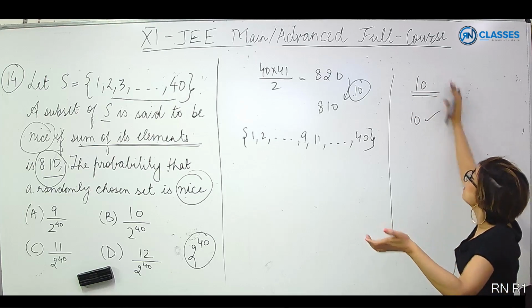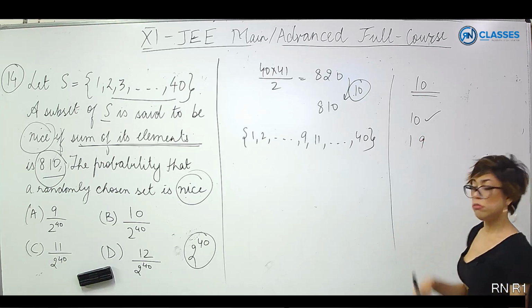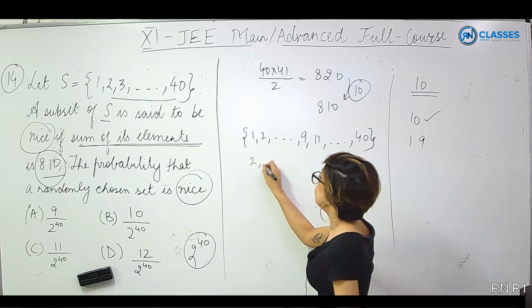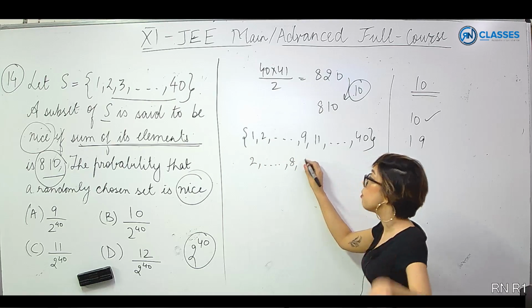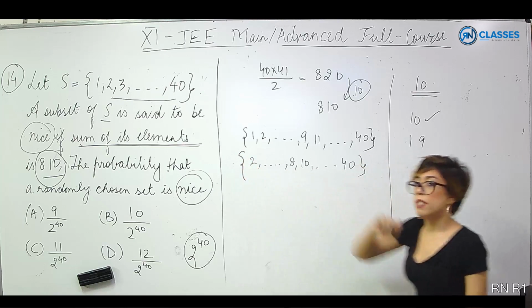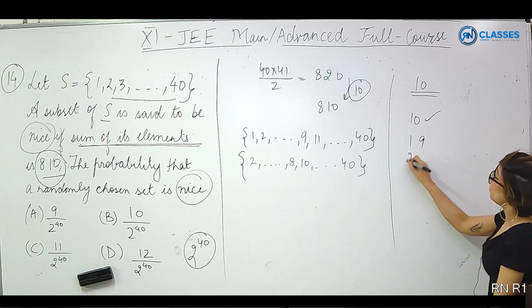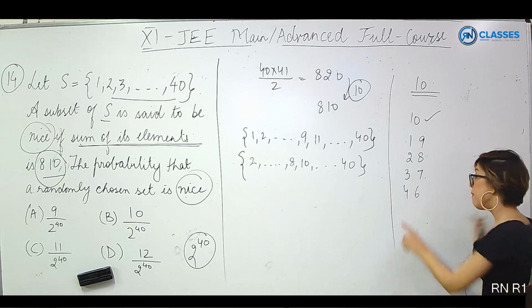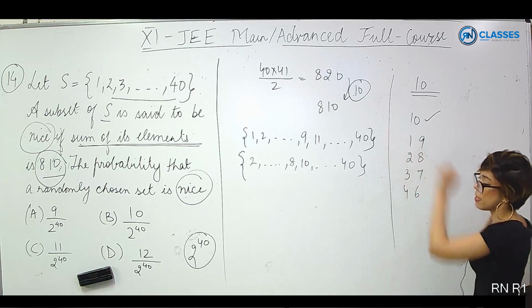Now, 10 I have written as a sum of just one number. I can have 10 as the sum of two numbers, so 1, 9. That is the least one. So I will remove 1 and 9 itself. So I will have 2, so on till 8, then 9 I am removing, 10 and so on till 40. Second nice subset. Right? Then I can do 2, 8, then 3, 7, then 4, 6. Mind it, 5, 5 cannot be done because this is a set.